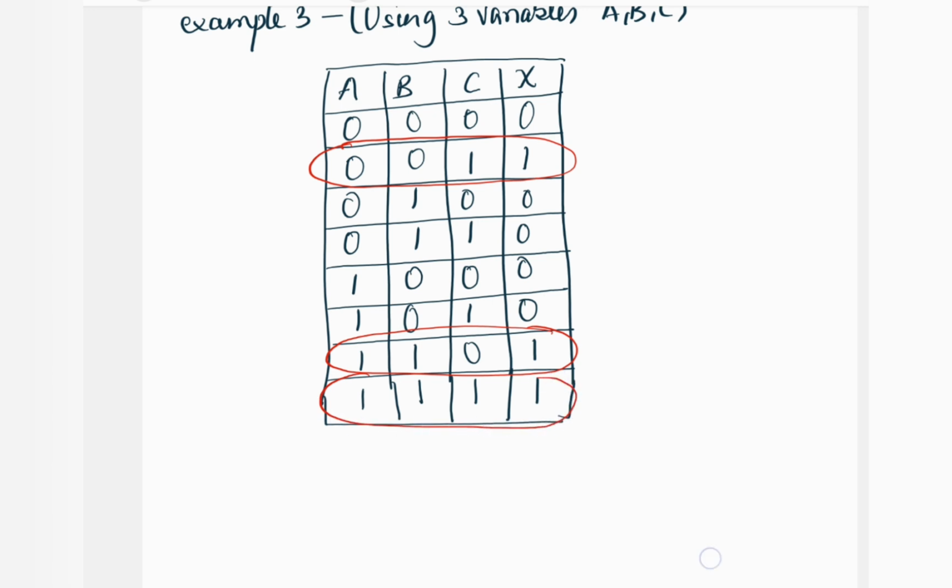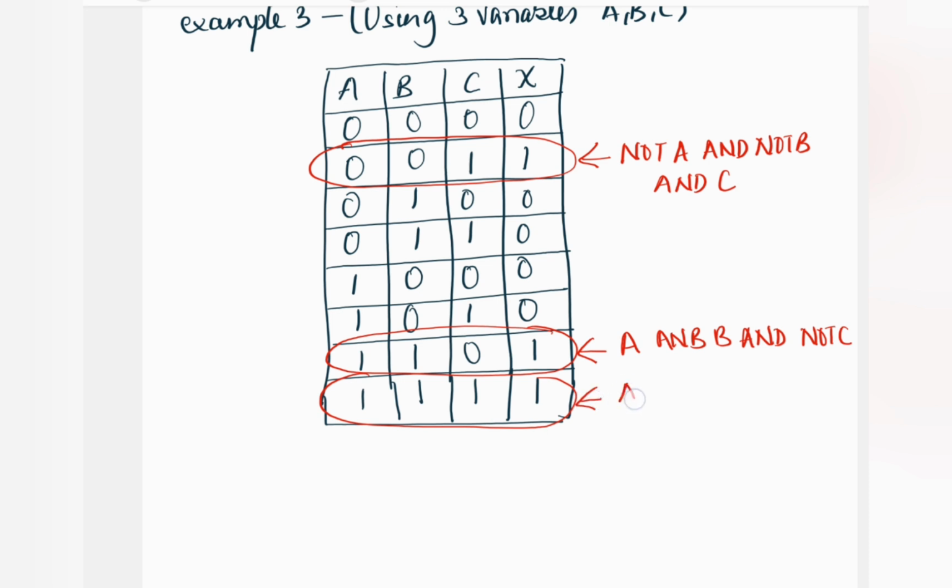So let's write the expressions individually. A is 0, so it's not A. Remember, we have to combine the variables within the row using AND. So it's AND, not B, and C. That's our first expression. Let's get on to the next. This is A and B and not C. Another row. This is A and B and C. Now to get the output X, let's combine them together.